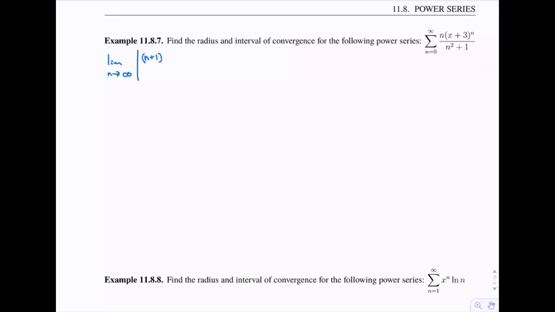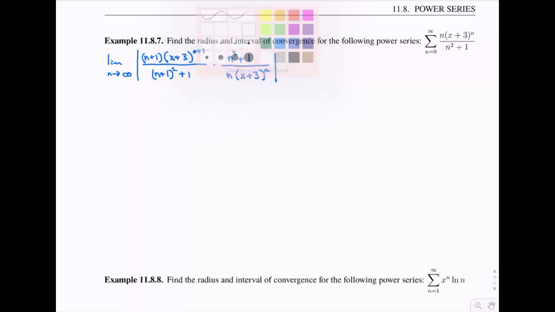So as usual, with our power series, we're going to apply the ratio test, right? So I'm writing down my limit as n goes to infinity of the absolute value of a sub n plus 1 divided by a sub n. So I'm just going to go ahead and multiply by the reciprocal. So that's going to be my n squared plus 1 divided by n times x plus 3 to the n. And again, we see some things cancel. There's one more x plus 3 in the numerator than there is in the denominator, and the other stuff doesn't cancel as nicely. So this is going to be the limit as n goes to infinity.